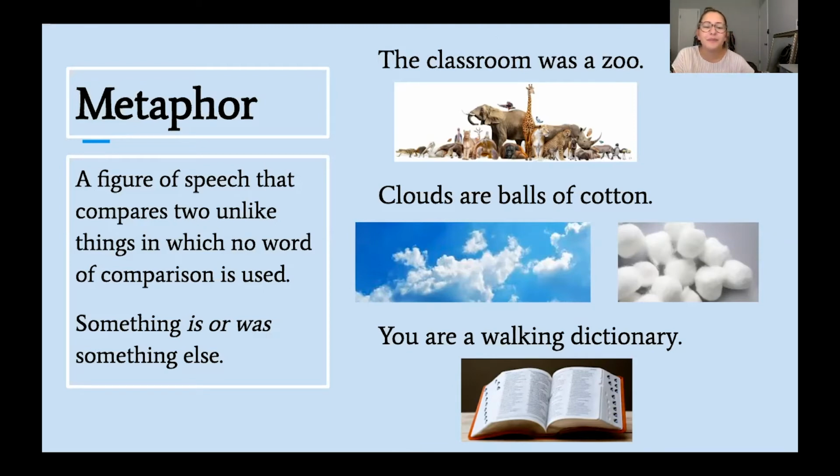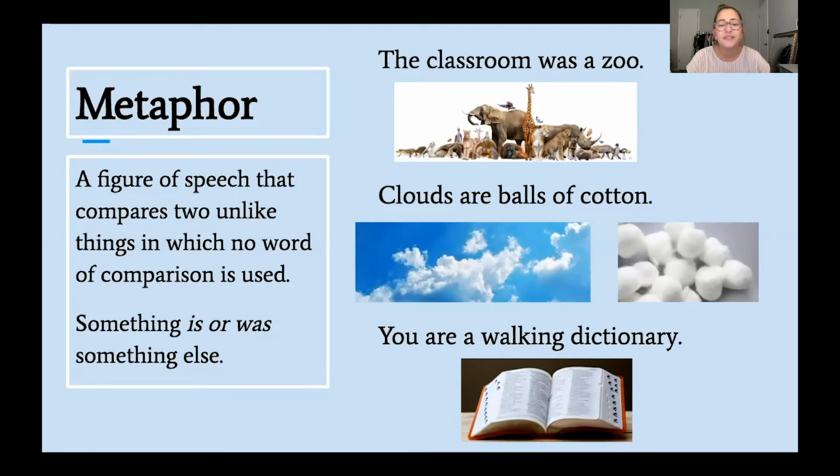And then lastly, we put that you are a walking dictionary. That one's a little bit harder. So to break down this example, if I think of a dictionary, what kind of things are in a dictionary? Well, it's lots of words. It's all words and definitions of words and how to pronounce words.